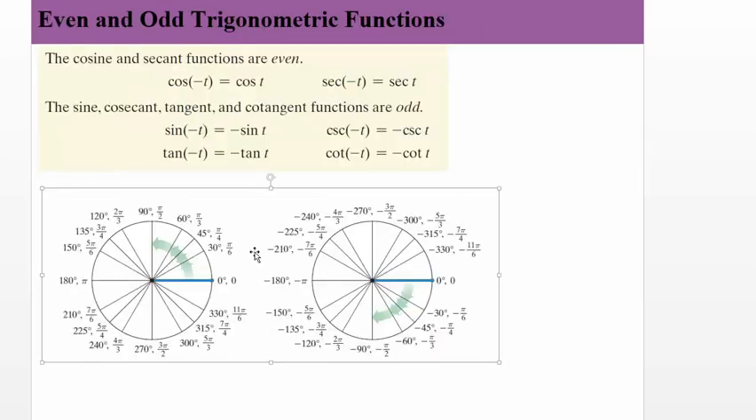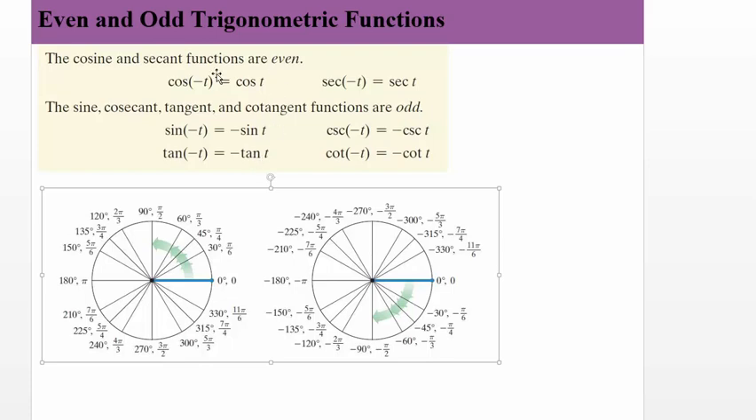All right, the next thing we want to discuss is what's called the even and odd trigonometric functions, and the cosine and the secant functions are even. Now, if you remember what that means from pre-calculus and college algebra and so forth, even functions have y-axis symmetry and odd functions have origin symmetry.